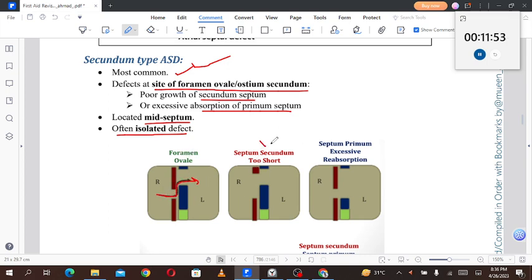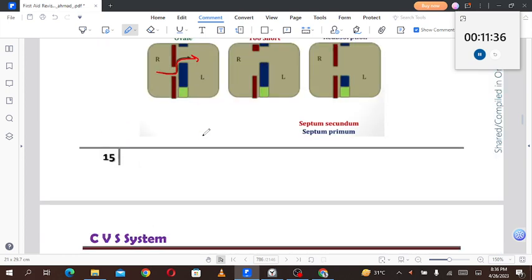If the septum secundum is too short or septum primum is excessively reabsorbed, so in that case we have septum secundum type of ASD. Okay, defect at the site of foramen ovale ostium secundum, poor growth of septum secundum, or excessive absorption of the primary septum, located in the mid septum and often isolated defect.